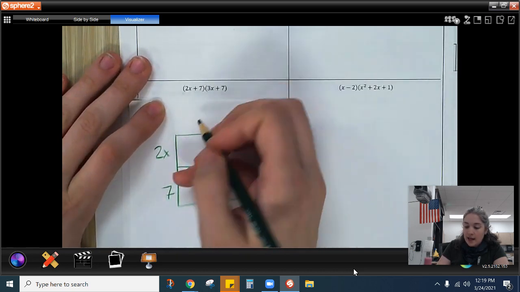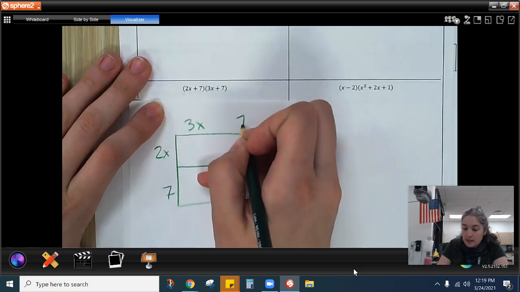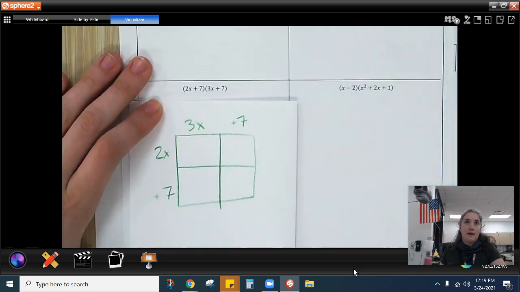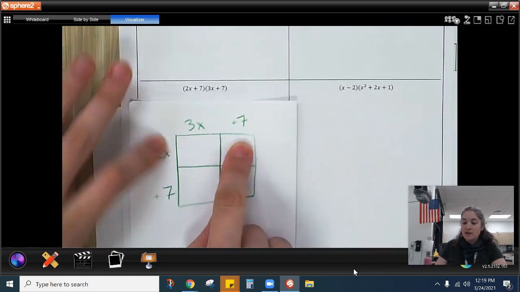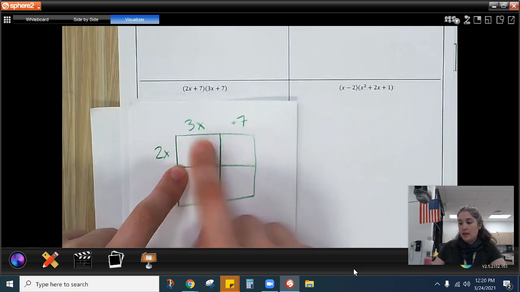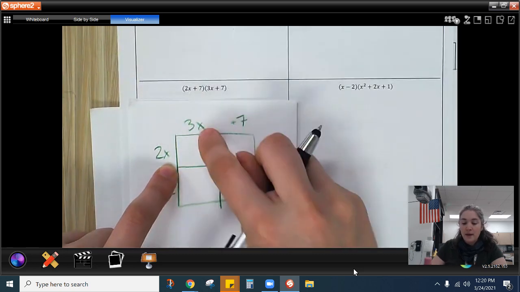And then I need to have 3x and a 7 along the top as well. Again, you can have the plus 7 on there if you want to. You don't have to. So inside each of these boxes, I'm just finding what the area would be. So I'm going to multiply my length and my width.